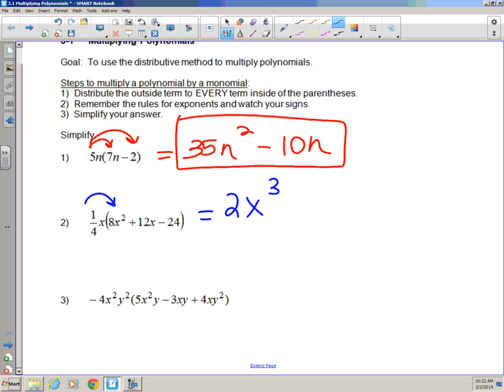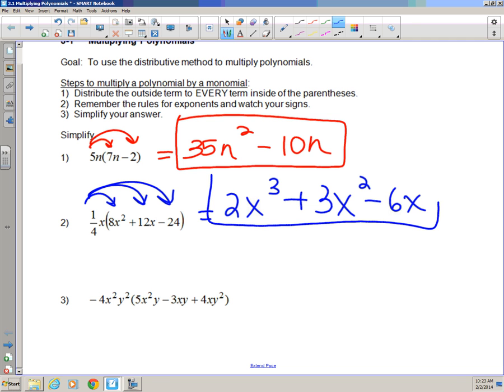And then as you keep moving along, we need to do 1/4 of 12, which is just 12 divided by 4. It's positive, so that becomes positive 3. X times x, x to the second. 1/4 of 24 is 6. It's minus 6. And x times no other variable is just x. X cubes, x squareds, and x's do not simplify any further. They're not like terms. And there's your answer.